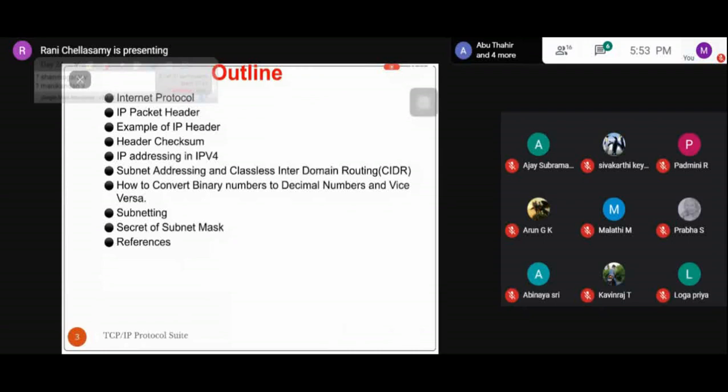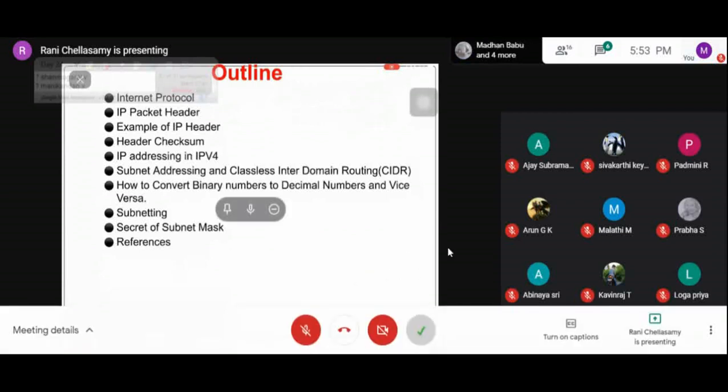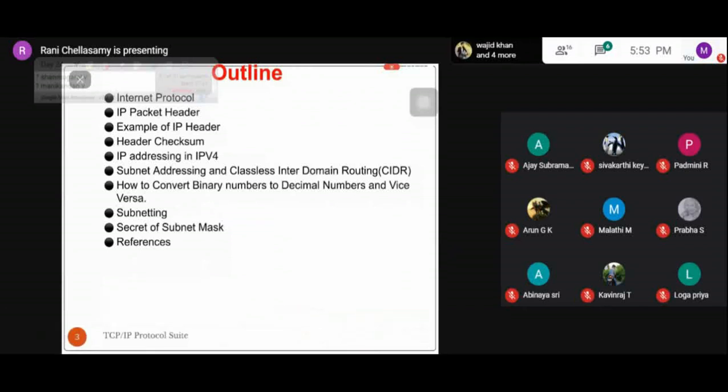Okay. Thank you, ma'am. So if you are given an IP address represented in binary number, we'll be seeing how to convert it into a decimal number. As well as if you are given an IP address in decimal number format, then we'll be seeing how to convert from decimal number into a binary number. Then we'll move on to the subnetting concept and the secret concept behind subnet mask. So this is the plan for today's session.